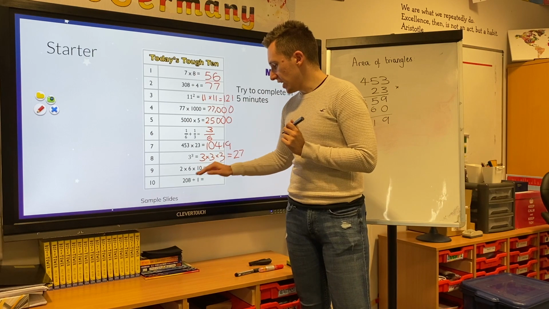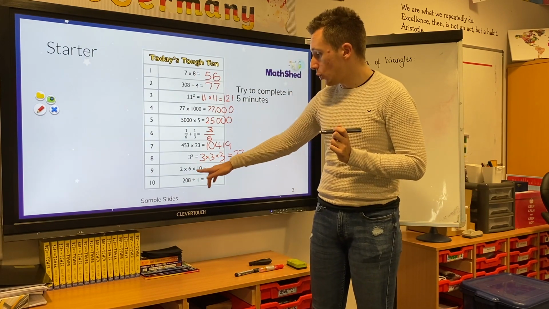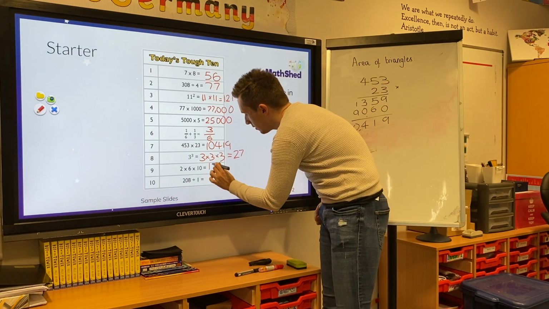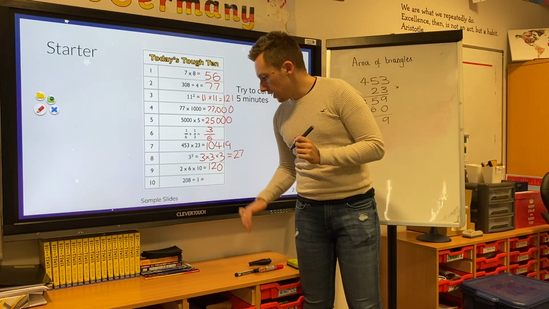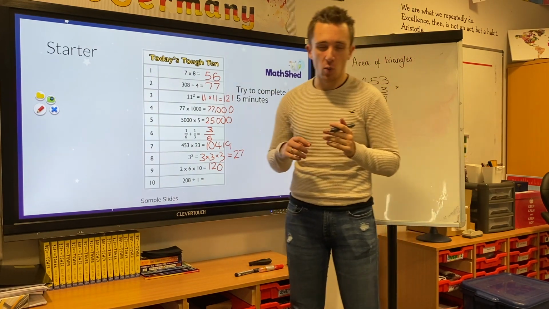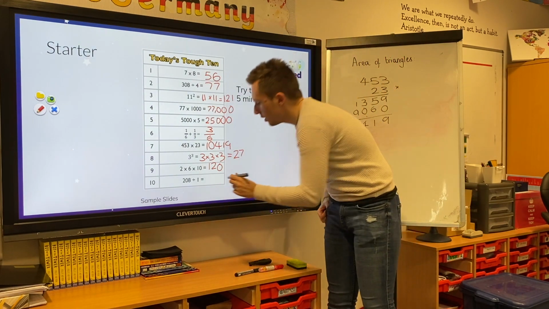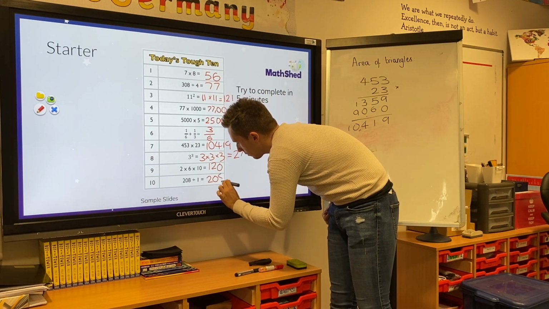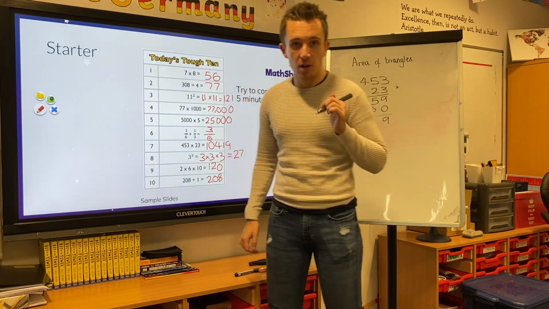Next one, 2 times 6 times 10. 2 times 6 is 12. 12 times 10 is 120. Final one here, 208 divided by 1. Any number divided by 1 is itself. So 208 divided by 1 is 208. Okay, that's your starter.